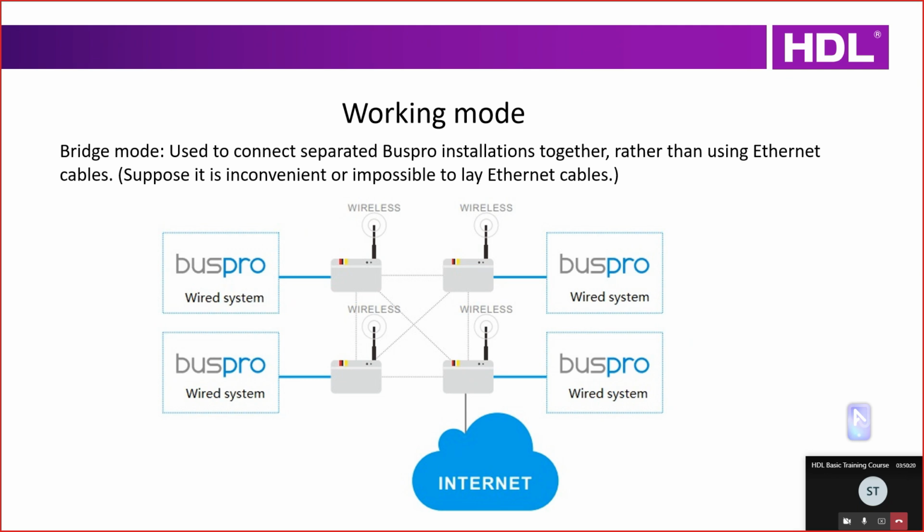So for example, I just want to add a light in my bedroom, and it's impossible to lay Ethernet cables, so I can use our Bus Pro wireless system. So then you can combine the wireless and the wired system all together. But this is not an example for the bridge mode. I just show you the way how it works.